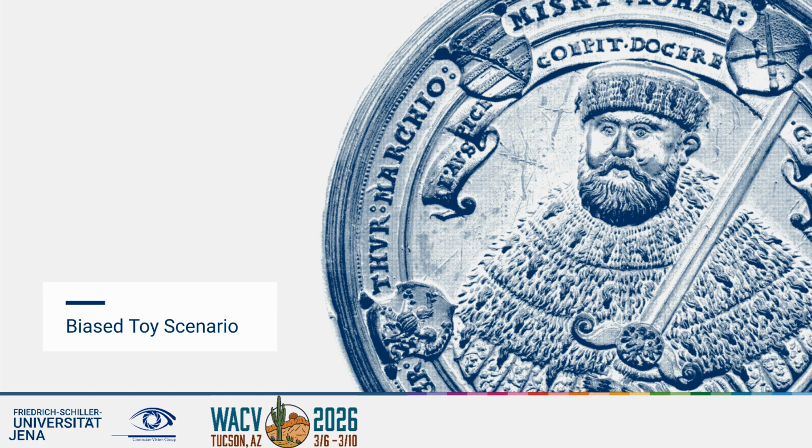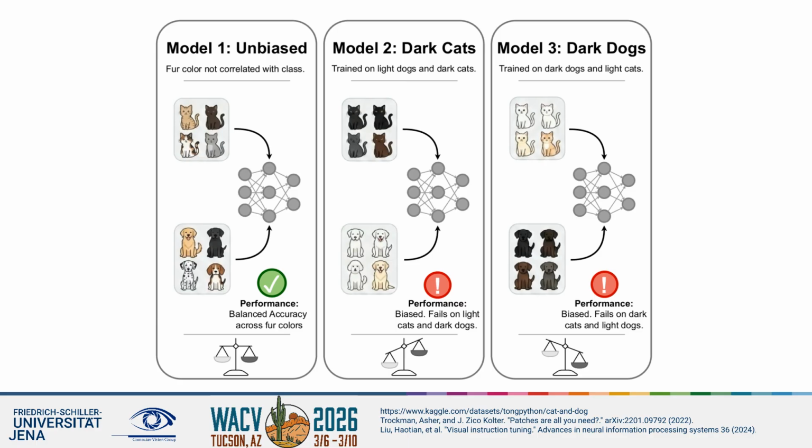To explain this in detail, we turn towards a biased toy scenario to have a running example for our explanation here. Specifically, we consider 3 models trained on 3 different datasets. We have one dataset of cats versus dogs where the fur color is not correlated with the class. We have one dataset where only dark-furred cats and light-furred dogs exist, and one dataset with the opposite bias. So models trained on the latter ones, they will show a bias where they predict based on the fur color.